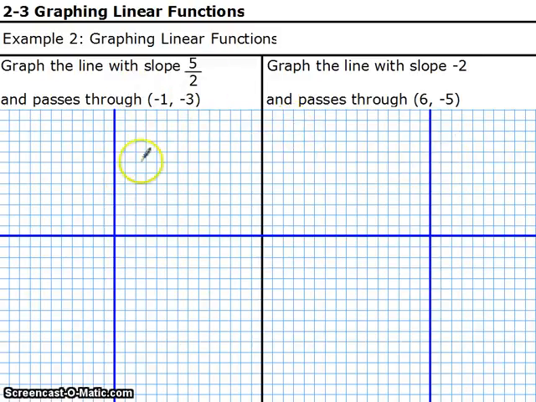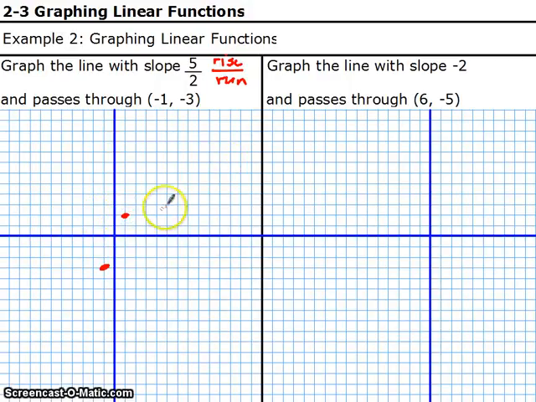graph a line. So first thing you do is plot the point (-1, -3). Then you use your slope, and remember our saying, rise over run. So that means go up or down, and then go left or right. So up 5, because that's a positive 5, 1, 2, 3, 4, 5, and then go right 2, because that's a positive 2, and plot a point there.